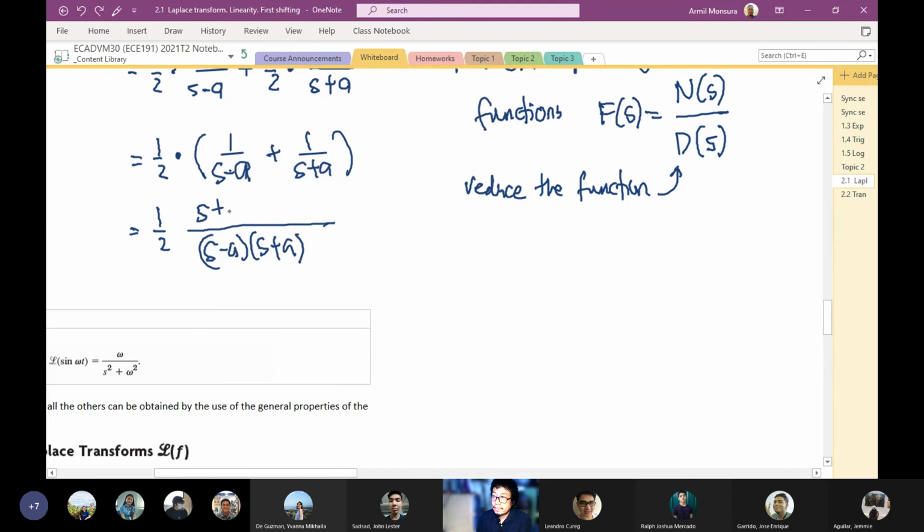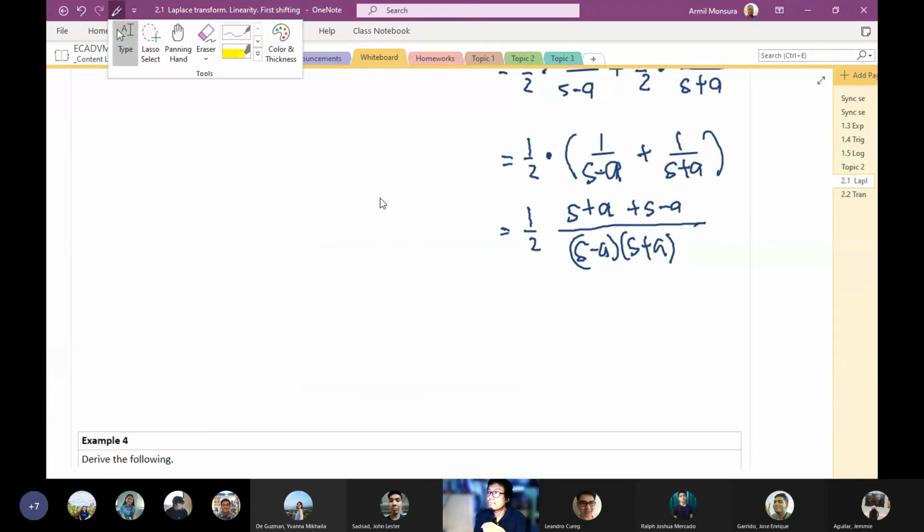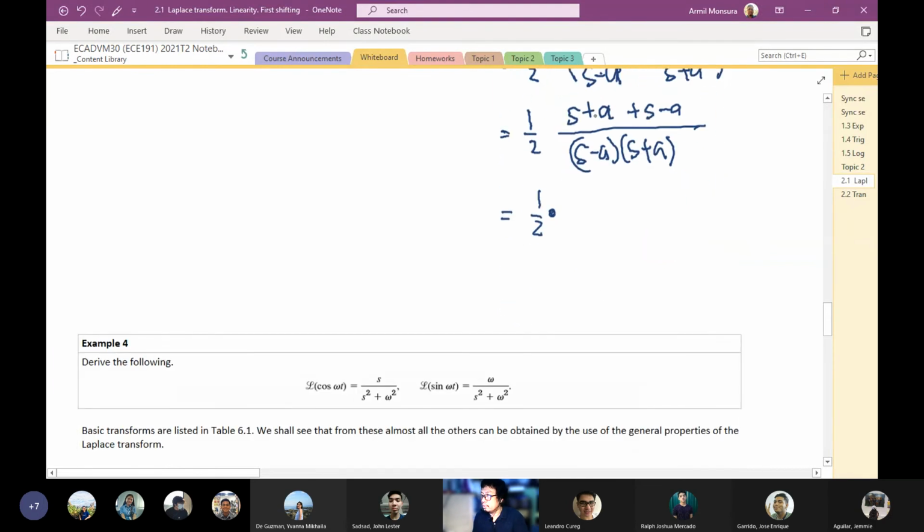On this side, that is S plus A. And then on this side, this becomes S minus A. So if we simplify this thing, this becomes 1/2 times, yung A na to tsaka yung A ito magsi-0. And then S plus S becomes 2S. And then itong denominator becomes S square plus A square.